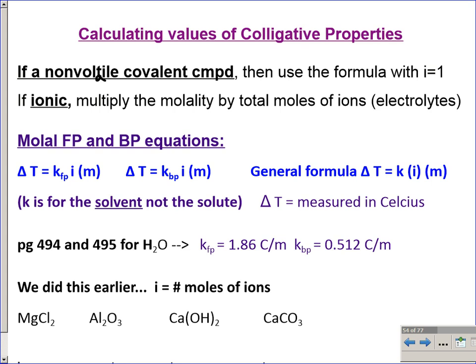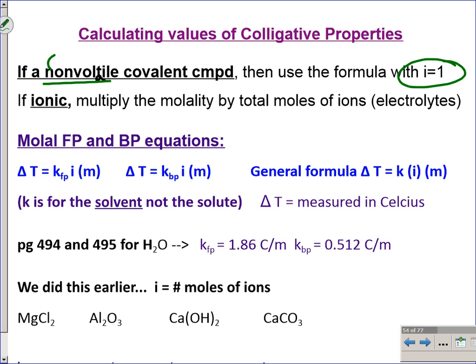These delta T's are just going to be the changes in temperature that are occurring, be it boiling point elevation or freezing point depression. It's still a temperature change we're looking at. And so we have to include the i factor because it differs based on the type of compound, ionic or covalent. Whenever I say non-volatile covalent compound, that means we're going to be using the i factor of 1, because does it ionize? Does it dissociate? No.